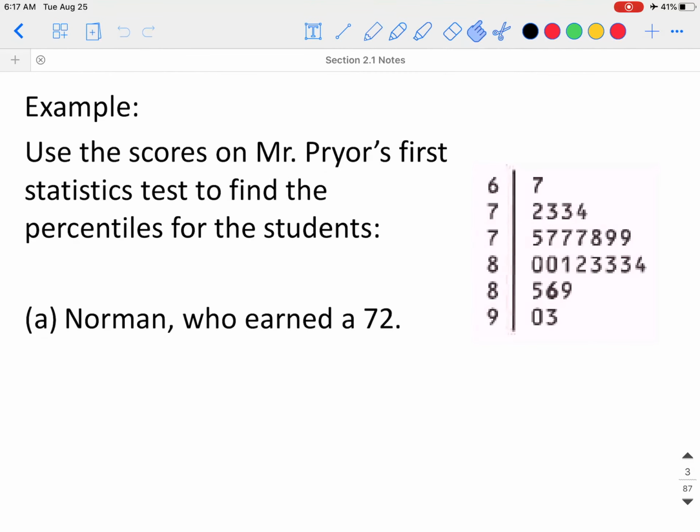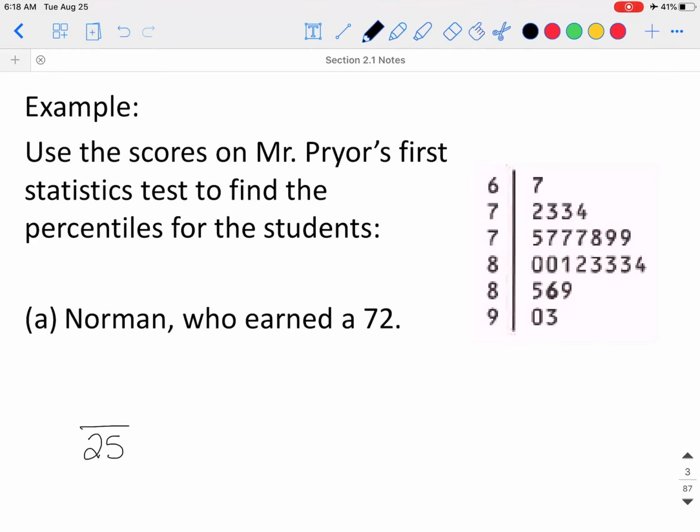Use the scores of Mr. Pryor's first statistics test to find the percentile for the students. So Norman scored 72. So we need to see first how many students took the test. If you count the data points, there are 25 students who took the test.